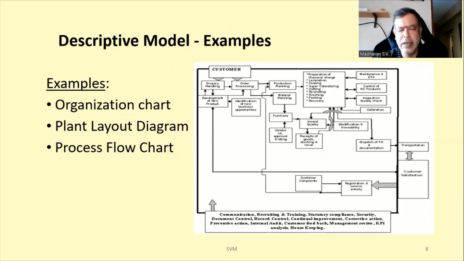That can also be represented diagrammatically. Then, the process flow chart. Here is an example of a process flow chart, where it starts with customer inquiries, how you handle them, and then finally you come out with an order. After you get an order, you start with order processing, then it goes to production planning, then material planning, purchase, vendor, and so on, till you dispatch the material using transportation, wherein you have a lot of support activities also involved in it. Everything is represented diagrammatically.